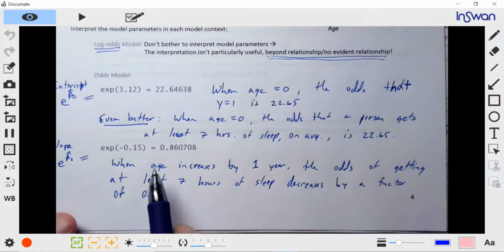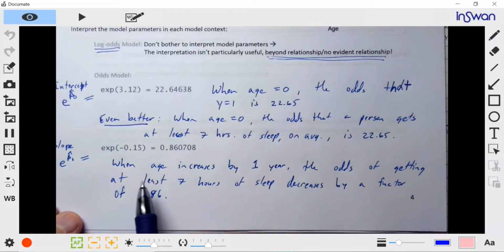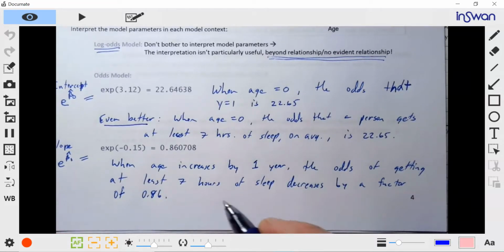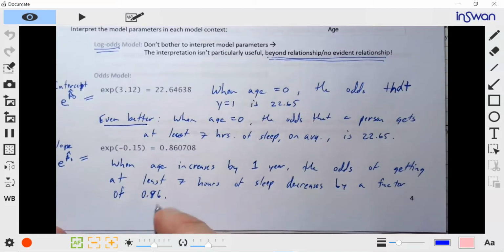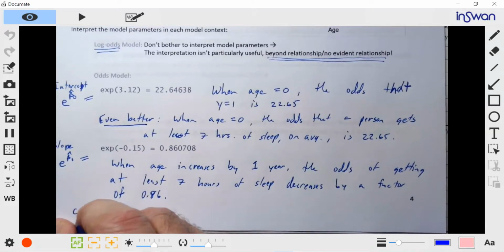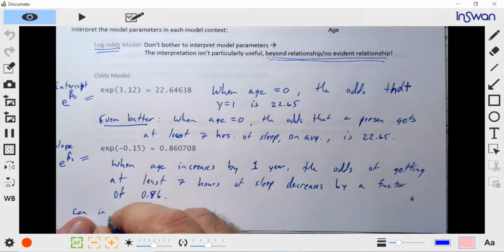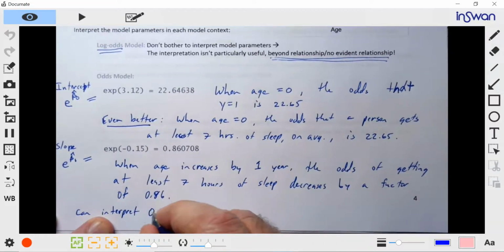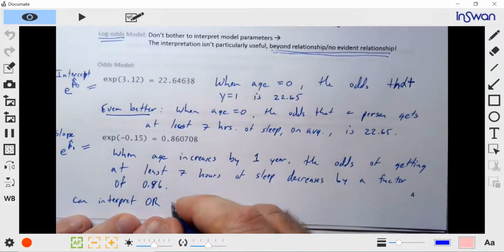So remember what we showed on the previous page, that the odds ratio is really a multiplicative change with x. So when x increases by 1 year, the odds of getting at least 7 hours of sleep decreases by a factor of 0.86. We can also interpret the odds ratio, and this is sometimes more useful, as relative change.